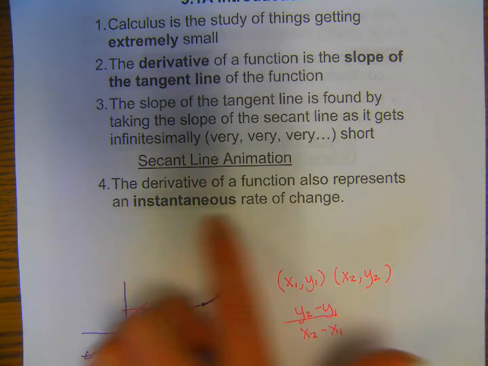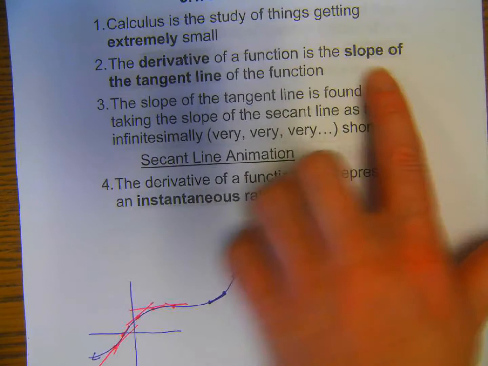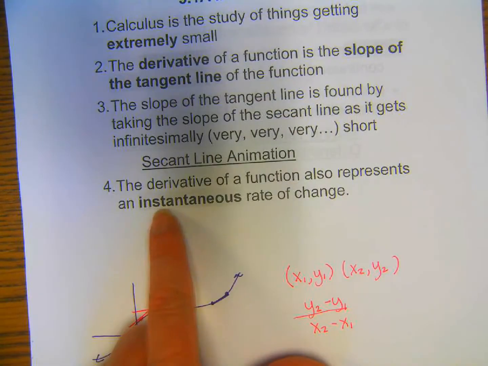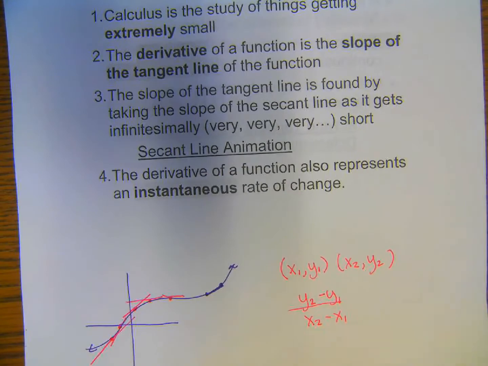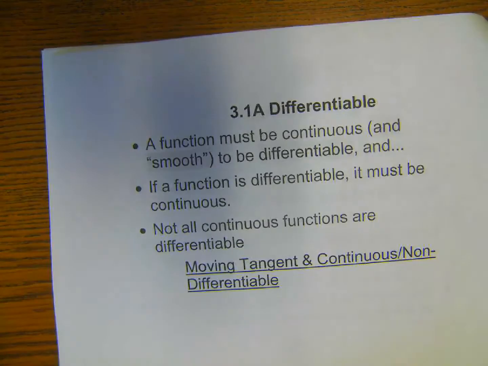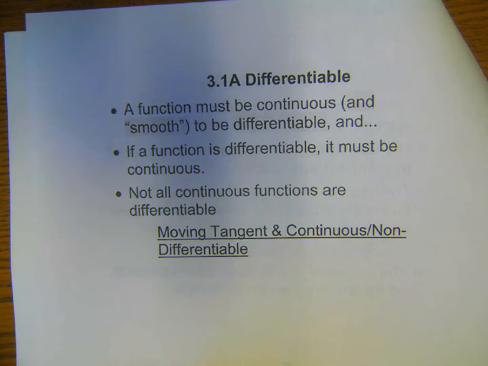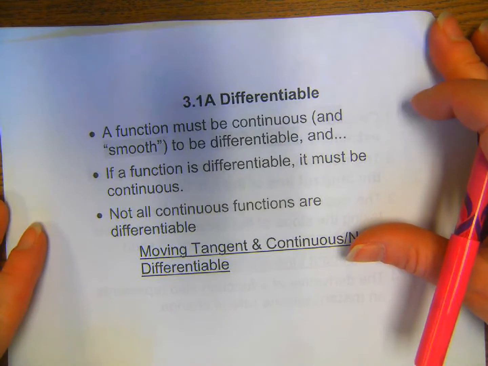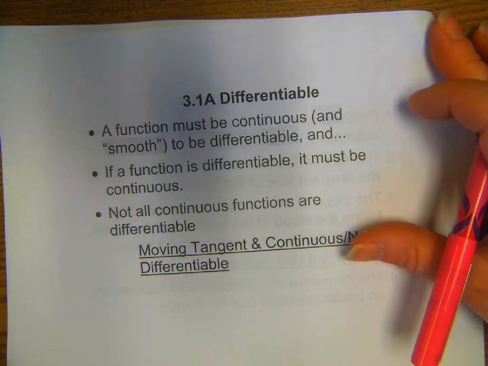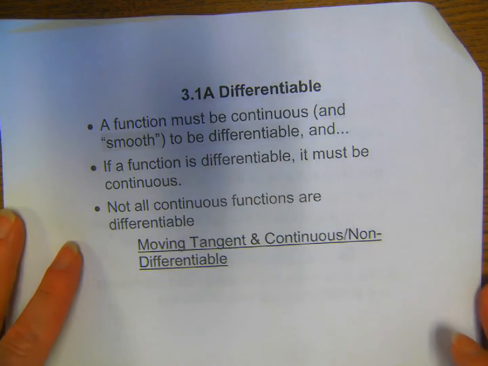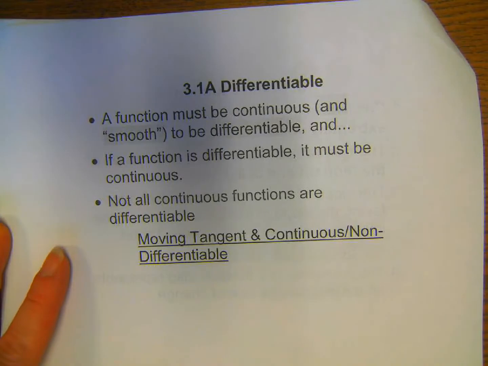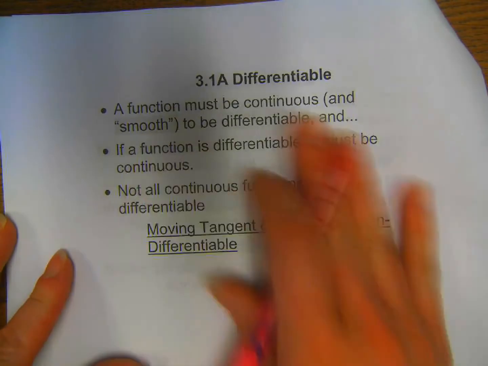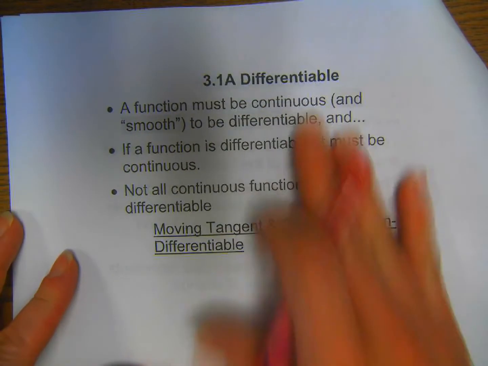So by the way, another name for the slope of the tangent line is the derivative, and it's also called instantaneous rate of change. Those are all the same thing. So first of all, we can't do this for all functions. It's called differentiable when you can find the derivative of something. So basically there are several times when you can't find the slope of the tangent line. It has to be smooth, and it's got to be continuous.